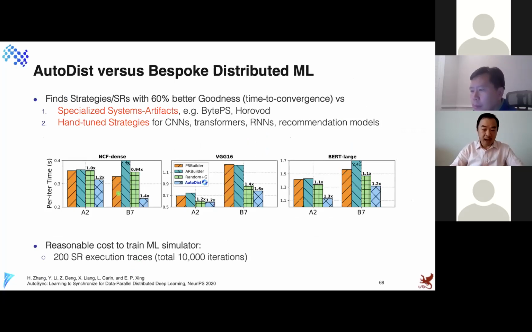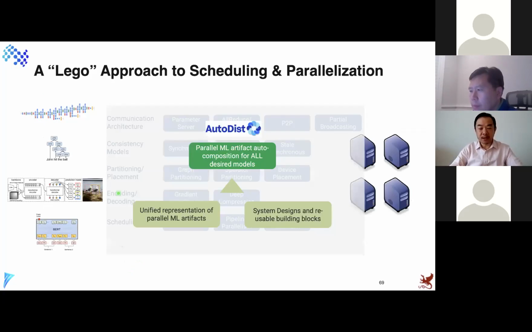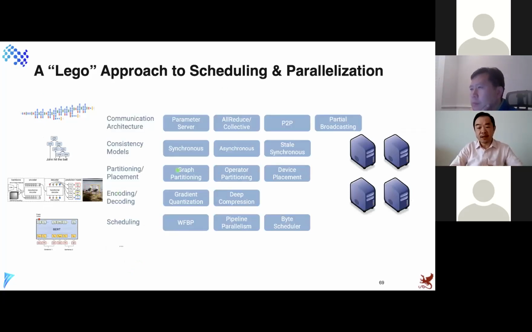And this tool is called AutoDist, which builds on, again, the Lego of different system components for communication, for consistency, for encoding and decoding of the training and communication signals, and scheduling, and so forth.